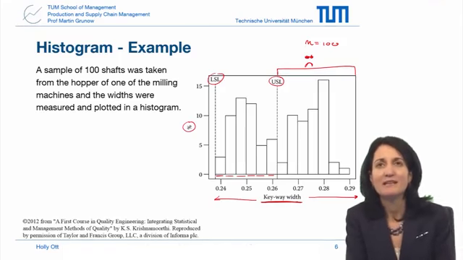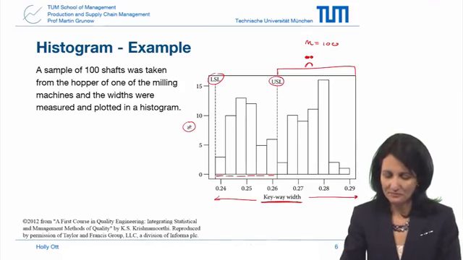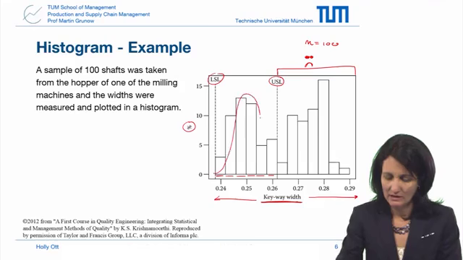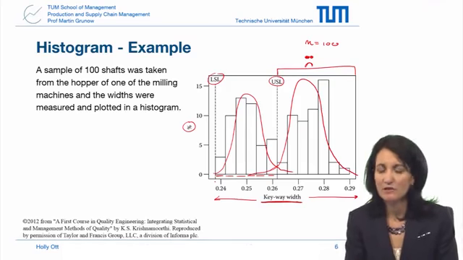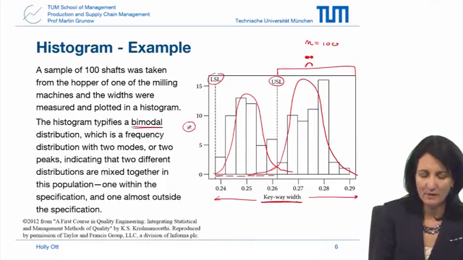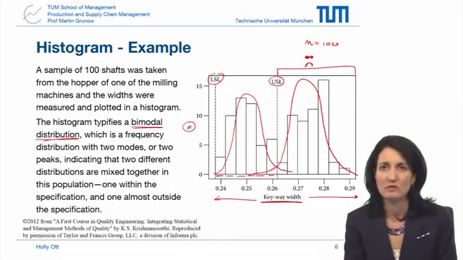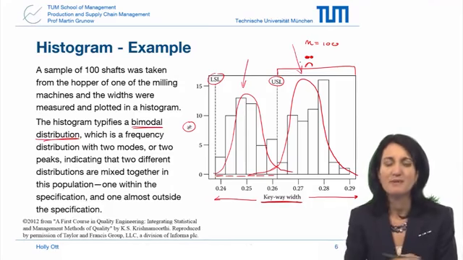Now, can you see anything else in this graph? Can you already see what might be the problem based on the information we had from our expert team? If I draw this in here, what we can see without doing any special analysis from our histogram is that our histogram typifies a bimodal distribution, which is a frequency distribution with 2 modes or 2 different peaks in the data.